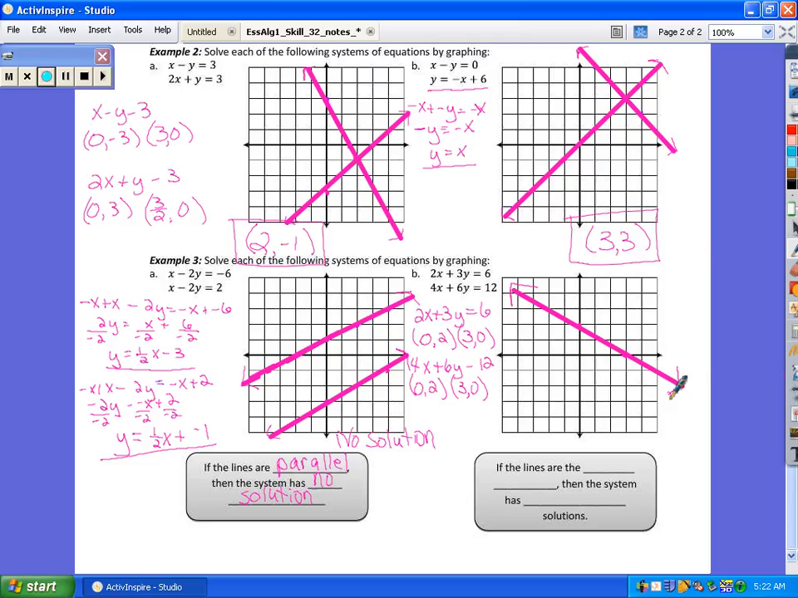So if two lines are the same line, then the system has infinitely many solutions. And what that means is whatever works in my top equation for x and y, it also works in the bottom equation for x and y. And this is the end of Skill 32.